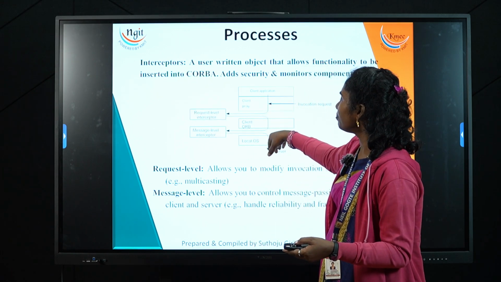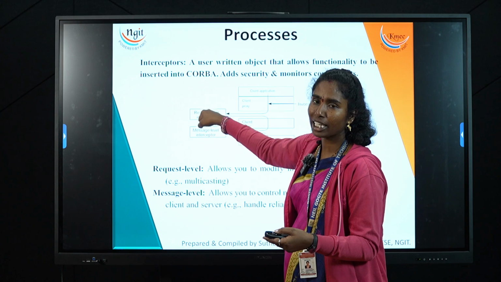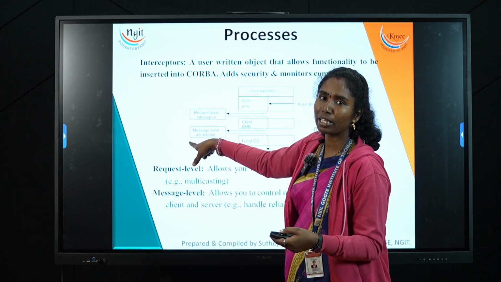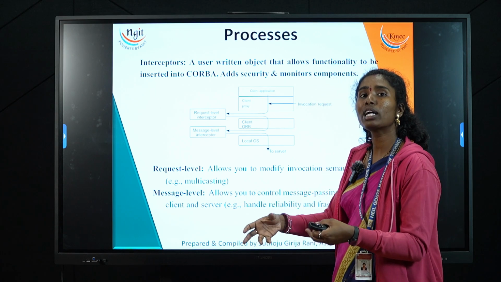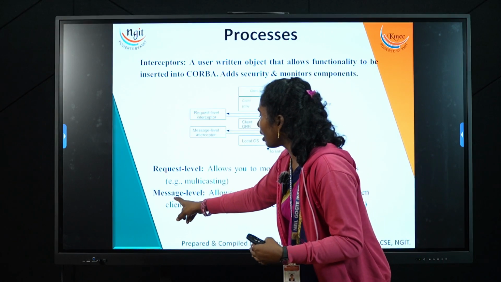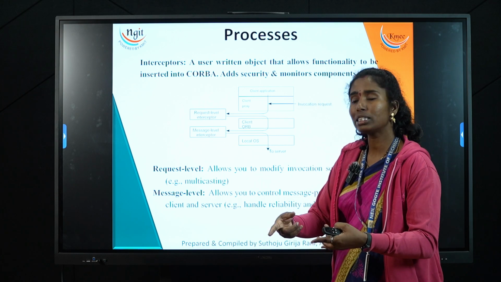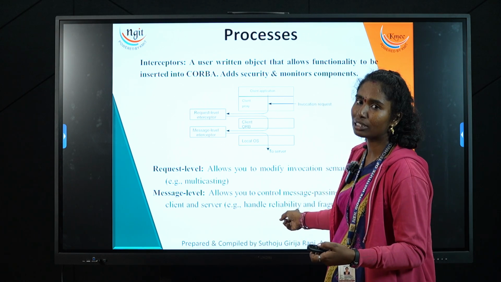Now next, these are the interceptor types. We have the request level interceptor and the message level interceptor. When we have a request level interceptor, we have to invoke a method. When we have a message level interceptor, the control of how messages pass between parties will be taken care of.